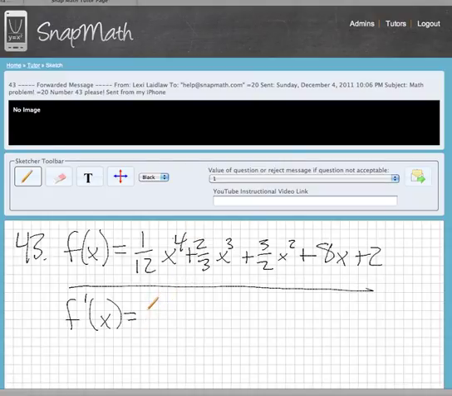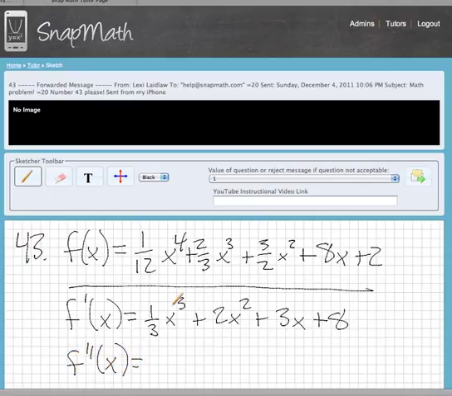So that's going to be 4 over 12, which is just 1 over 3 x to the third, plus, you bring the 3 down, the 3's cancel out, it's just going to be 2x squared, plus, you bring the 2 down, it's going to be 3x plus 8, 2 goes away. And then f double prime, the second derivative, equals, the 3 comes down, cancels, it's just going to be x squared plus, the 2 comes down, it's going to be 4x plus 3.